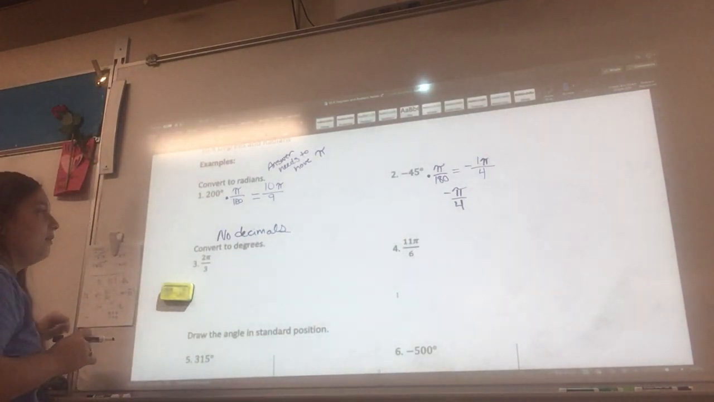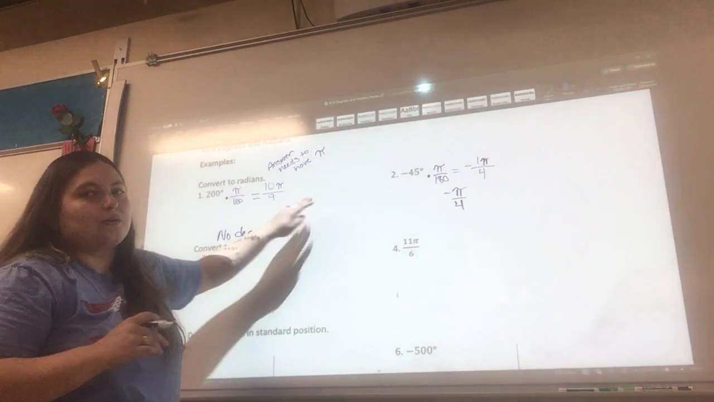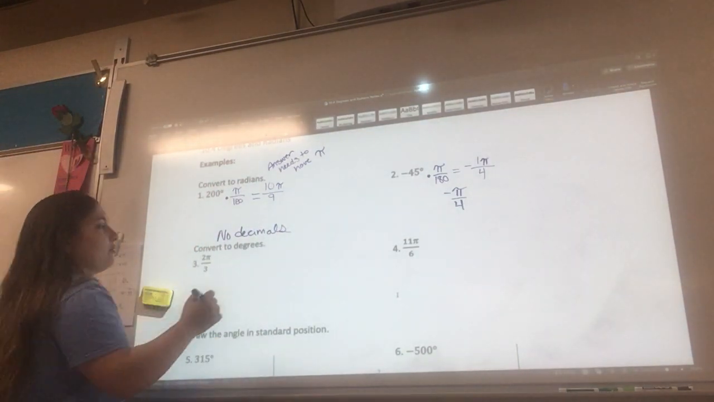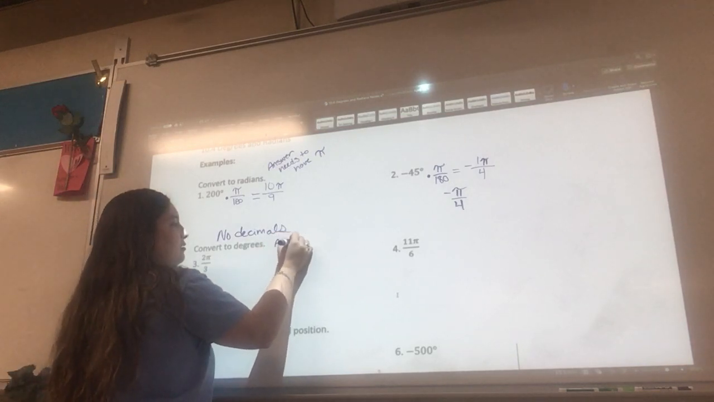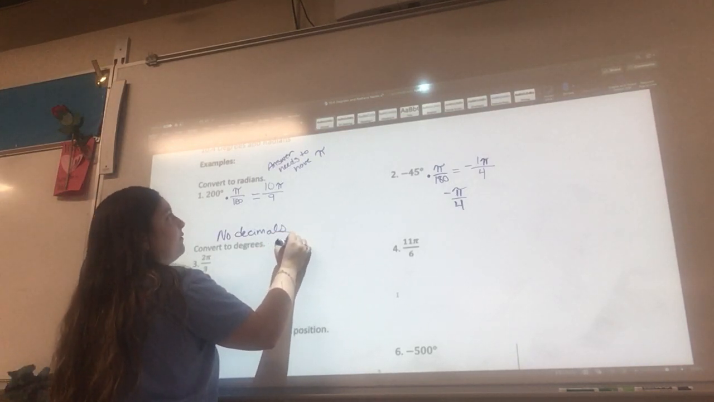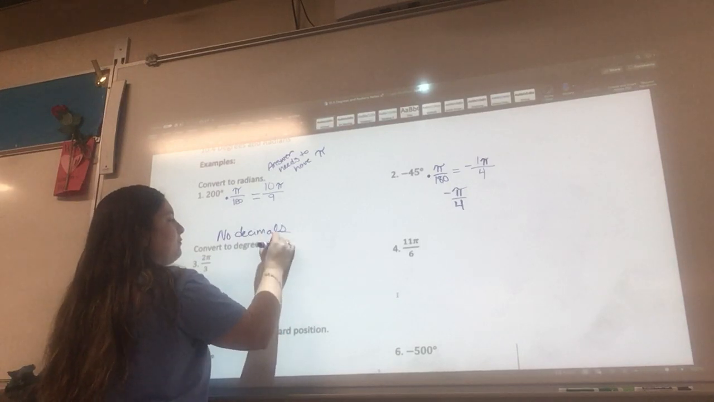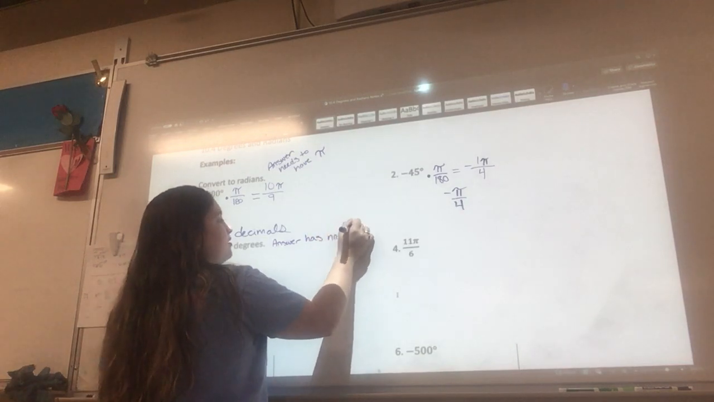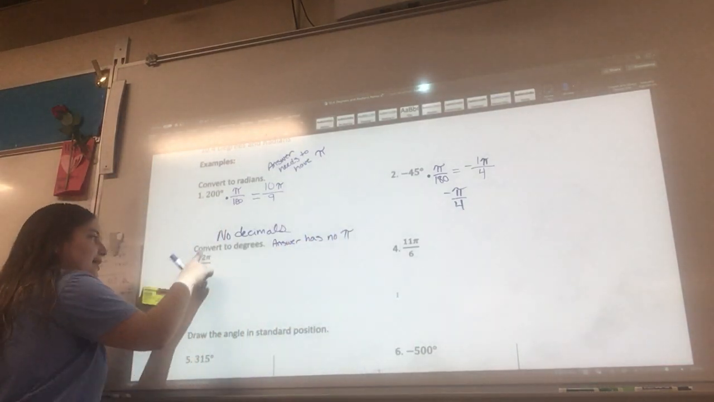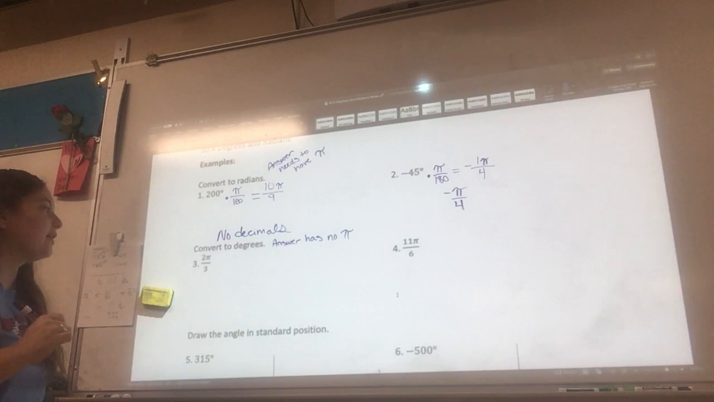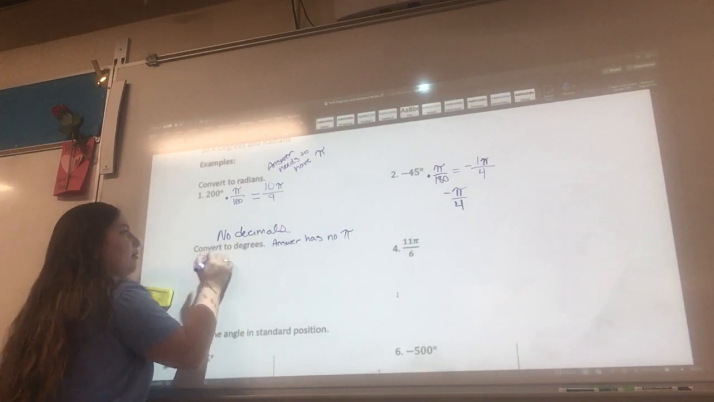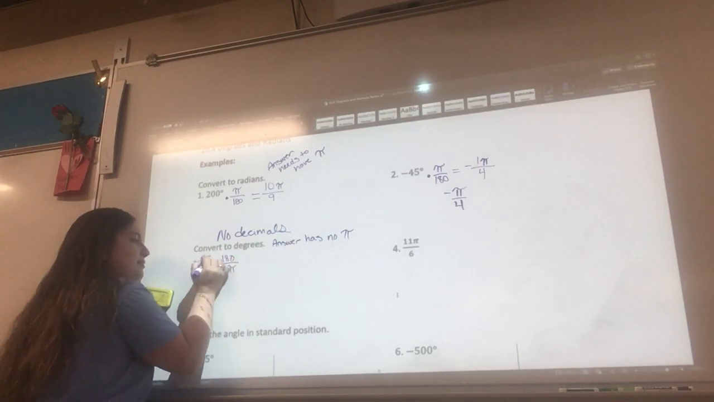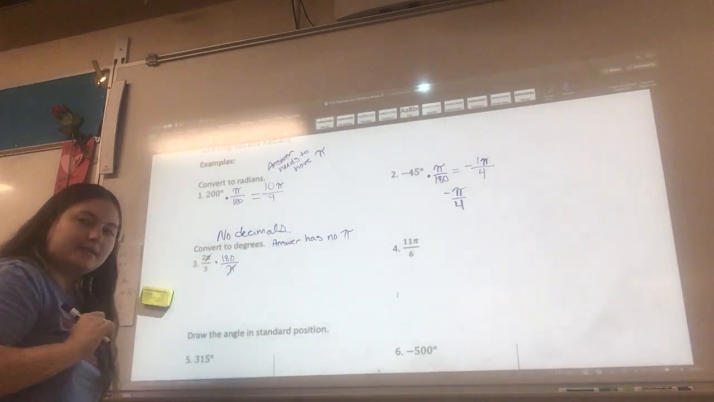Okay? So now that we've converted from degrees to radians, we're going to go from radians to degrees. For radians to degrees, the answer should not have pi in it. So pi is now on the numerator. To get rid of pi, we need to multiply by our conversion factor with the pi on the bottom. That allows us to cancel out our pi's.